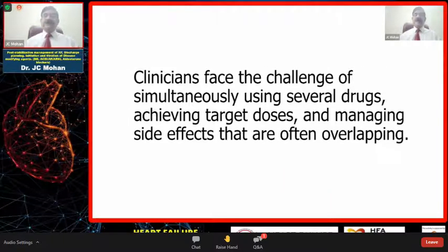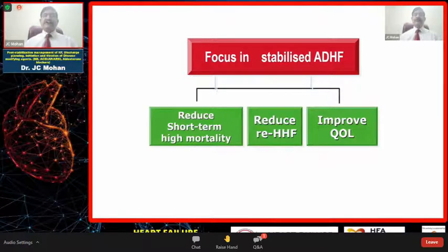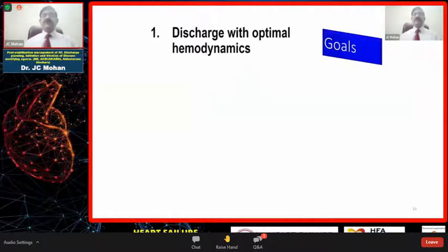And clinicians face the challenge of simultaneously using several drugs, achieving target doses, and managing side effects that are often overlapping, like hyperkalemia or worsening of the renal function. However, focus in stabilized acute decompensated heart failure continues to be reduced short-term high mortality, reduced rehospitalization, and improved quality of life. So what can we do?